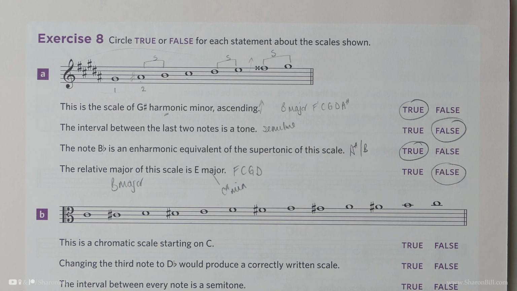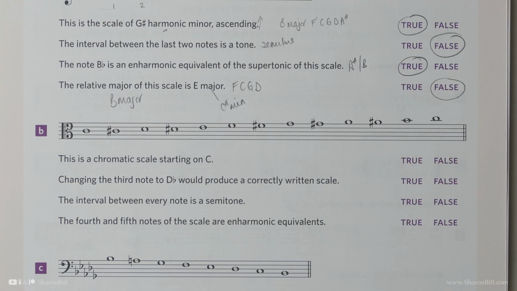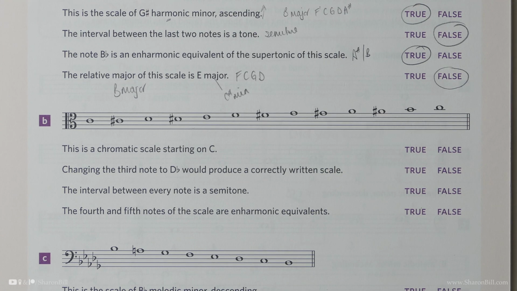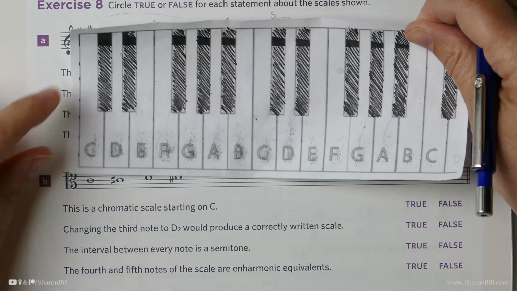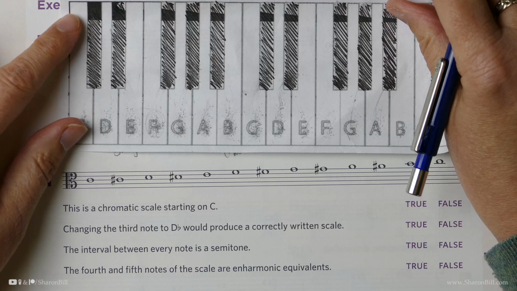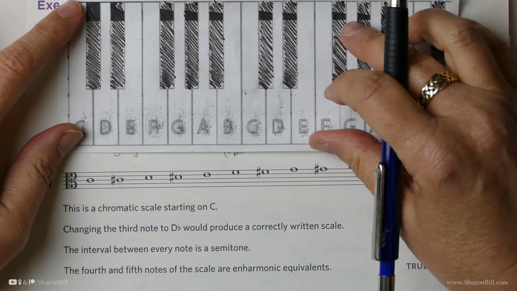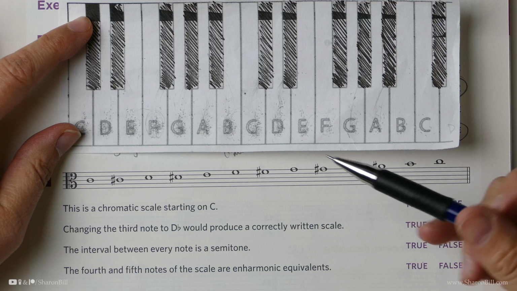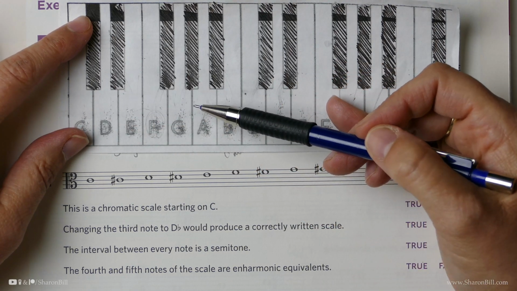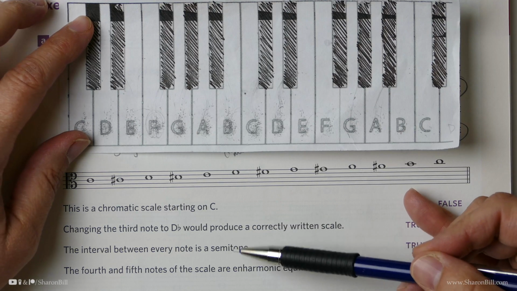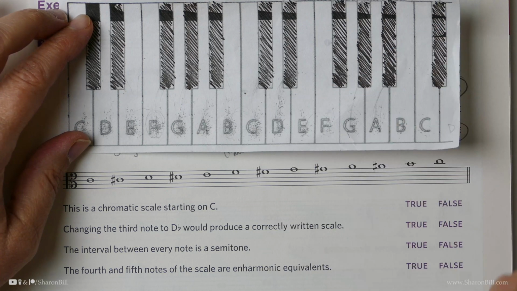Now, in exercise B, we have a chromatic scale starting on C. So the way you would answer this is to have your little piano sketch to hand. And so now we're all equipped to answer this. Do have a go and see if you can sketch your piano out quickly and then see if you can answer these questions, and then I'm hoping you've done that. Let's check these through together.